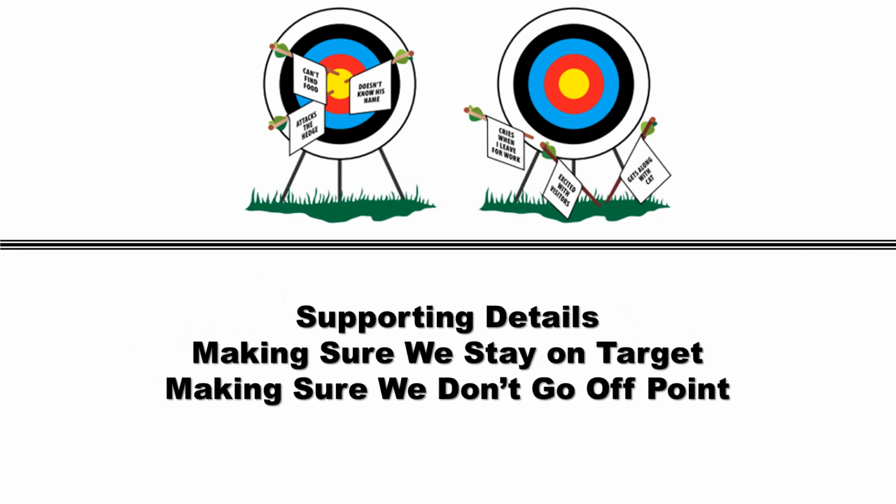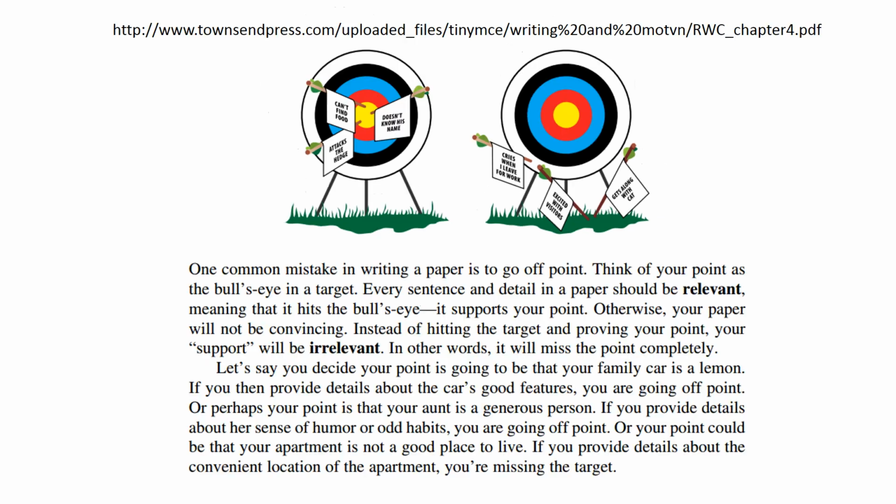Supporting details, making sure we stay on target, making sure we don't go off point. One common mistake in writing an essay is to go off point. Think of your thesis or your topic sentence as the bullseye in a target. Every sentence and detail in a paper or an essay should be relevant. It should directly relate to the thesis.